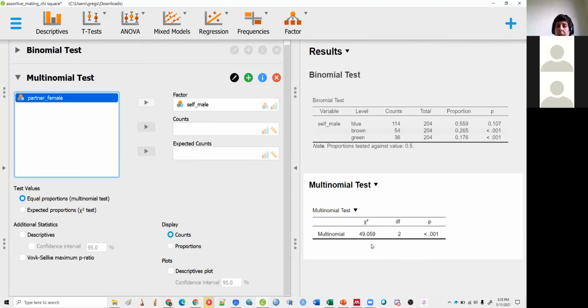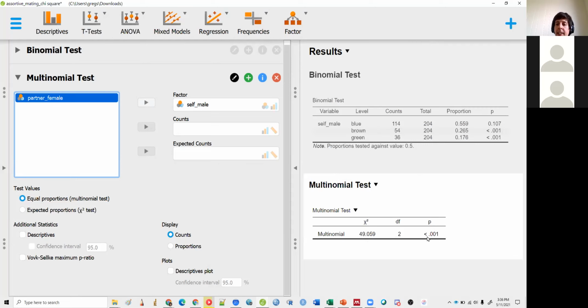This is a value that we could determine using Excel or by hand, but assuming that you have set up your spreadsheet correctly and imported the files, you see that there are 2 degrees of freedom. Remember that the degrees of freedom for the chi-square test are the number of categories minus 1. In this case, there are 3 categories. Male eye color includes blue, brown, and green. 1, 2, 3. 3 minus 1 is 2.